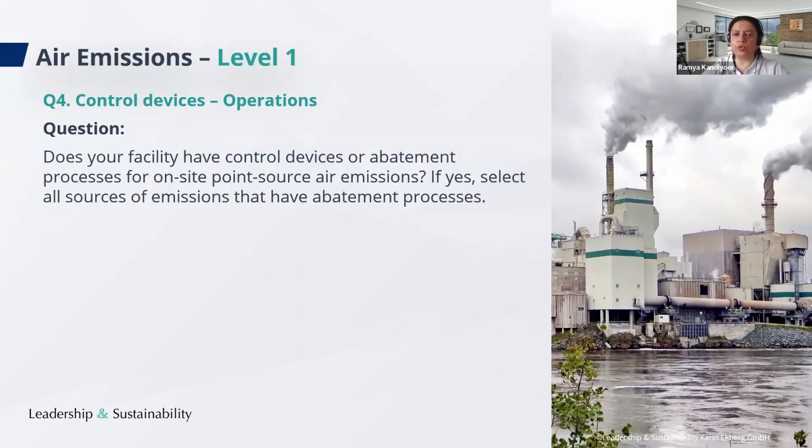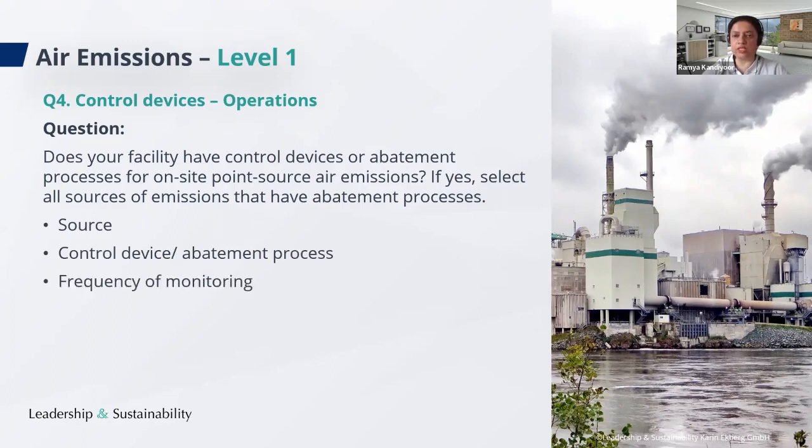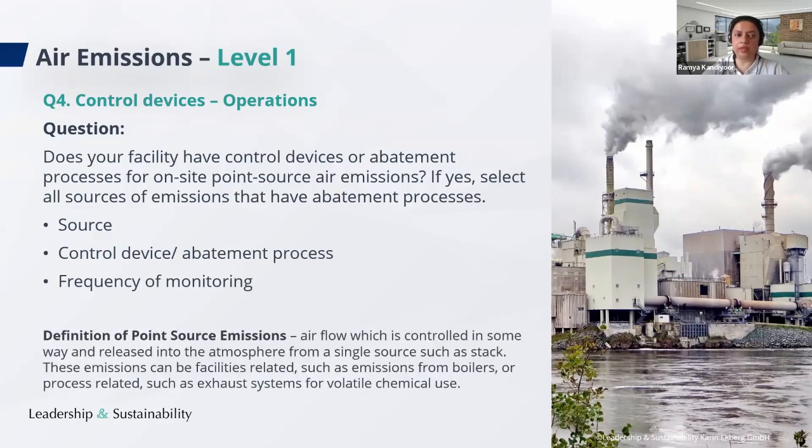Based on the list of sources that have been created from your responses to the applicability questions, you will be asked to respond to the following questions: what is the source of the emission? Do you have a control device or an abatement process? And what is the frequency of the monitoring? And here I would also like to talk about the definition of a point source emission. We touched upon this; it is just a refresher so you understand that it is a point source emission that we are talking about in question 4, when we are talking about control devices from the operations that happen at the facility.